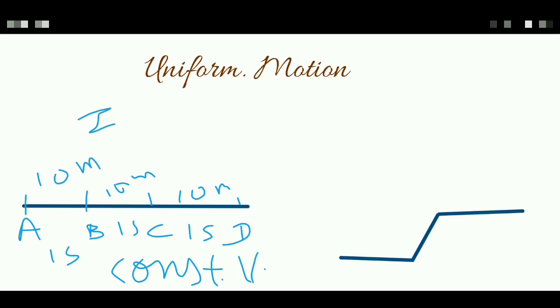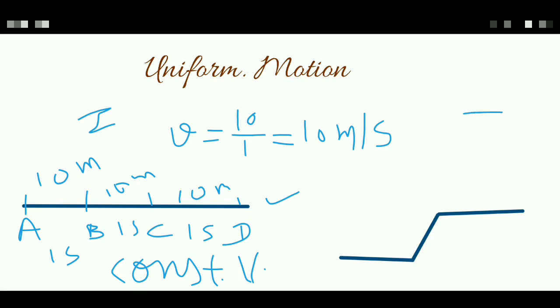So if we find the velocity, the velocity will be equal to 10 meters in 1 second. So what will be the velocity? 10 meters per second. Am I correct? And this velocity is constant at each cross section, and neither is the direction changing. Okay, so it shows constant velocity.